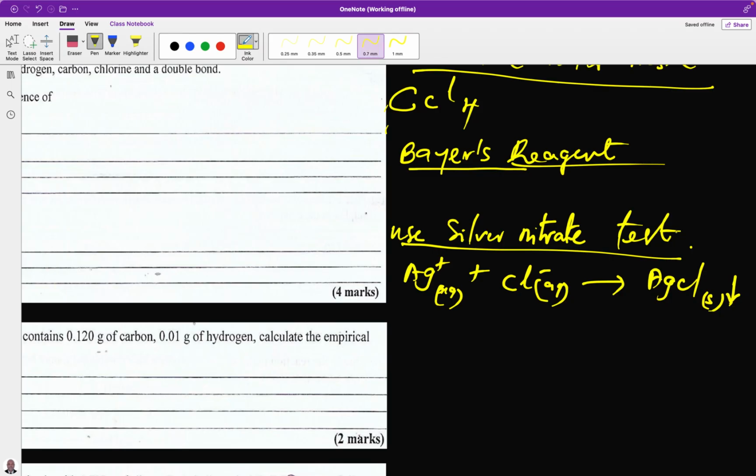We call it white precipitate. So, any organic compound containing chlorine, if you add a freshly prepared silver nitrate solution to it, the presence of chlorine there is indicated by the formation of white precipitate of silver chloride. That is just all.